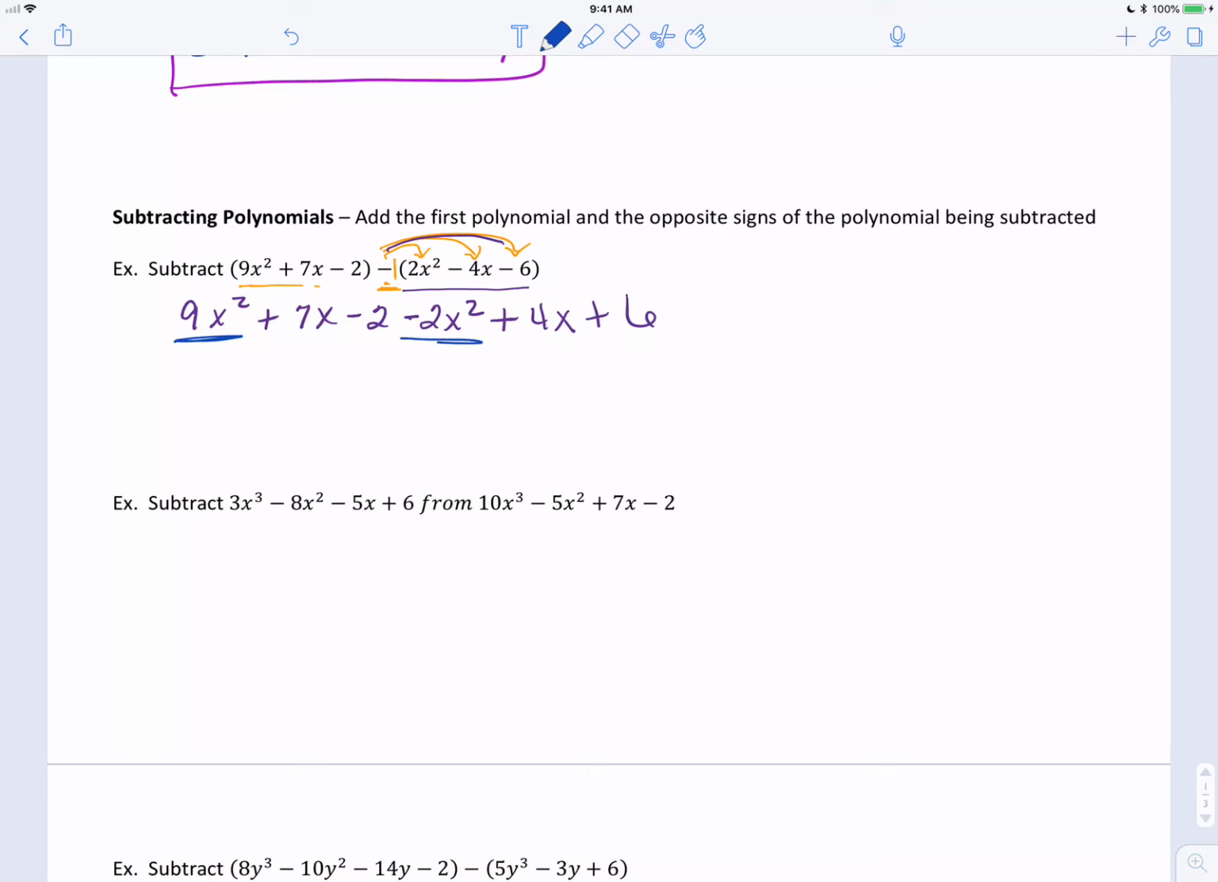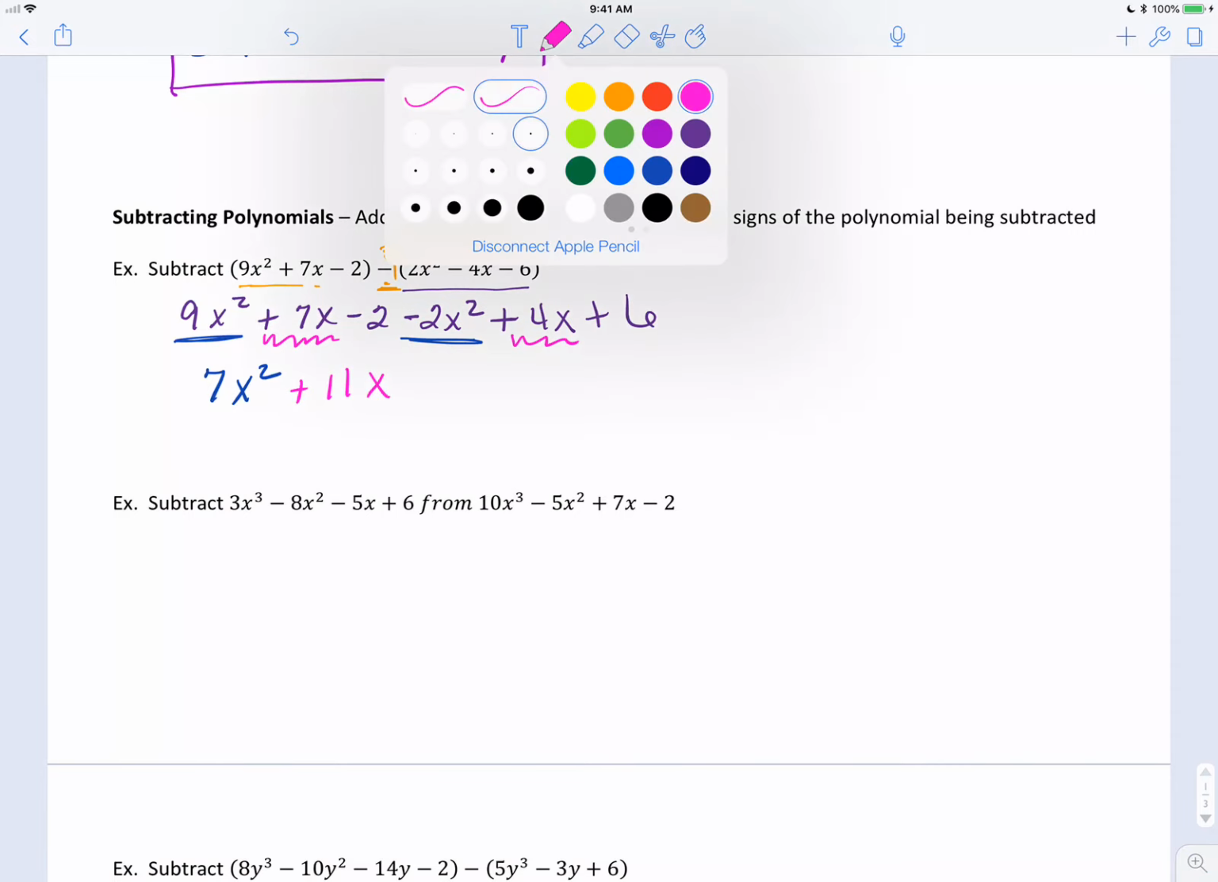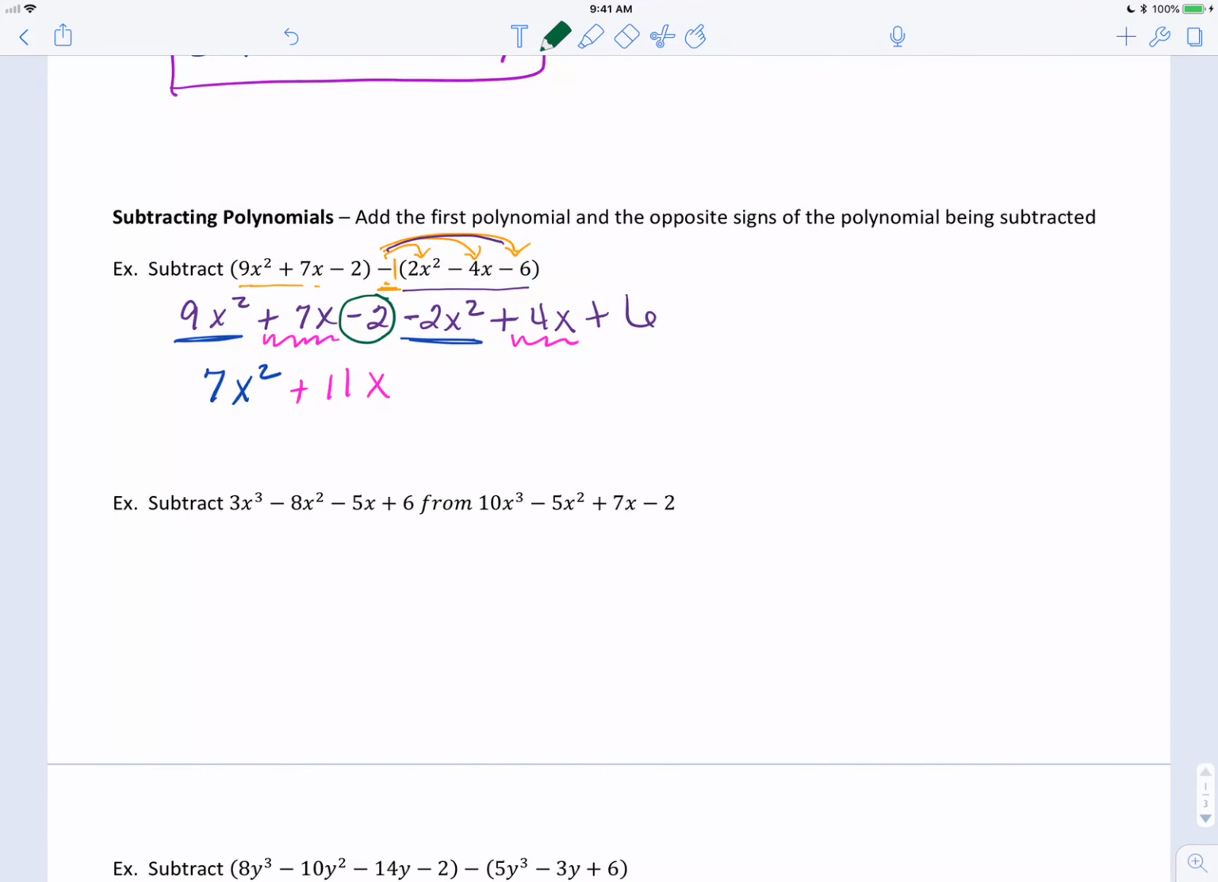All right, so now let's go look and see, what do we have for like terms? We have a 9x squared and a negative 2x squared. So 9 minus 2, that gives us 7x squareds. So now how many x's do we have? We have positive 7x and a positive 4x. That gives us 11 x's. Then we're going to look at our constants, our negative 2, and we have a positive 6, so that gives us 4. And so that's your final answer. That's as far as we can go.